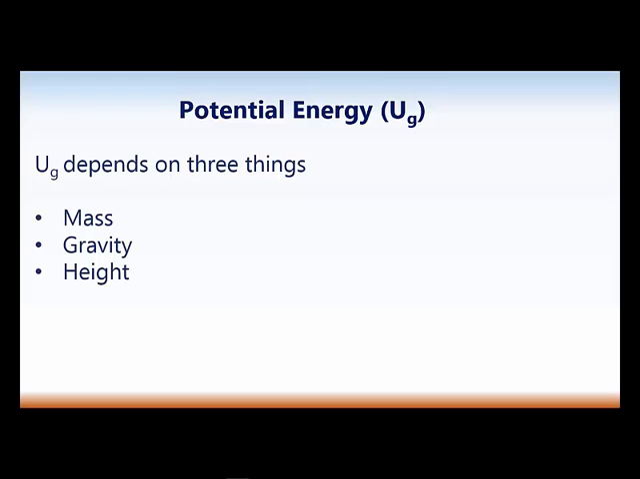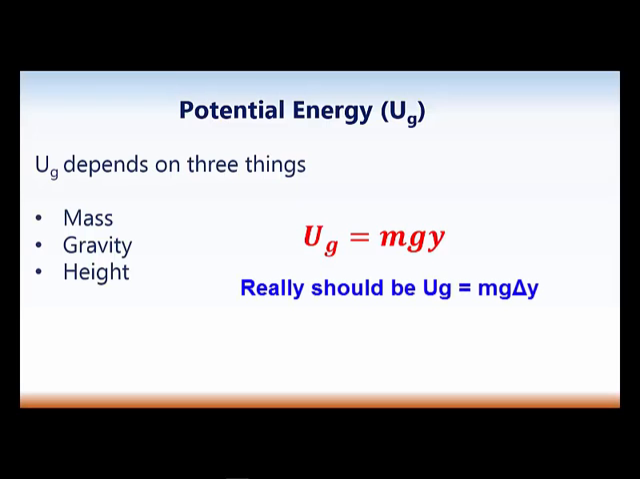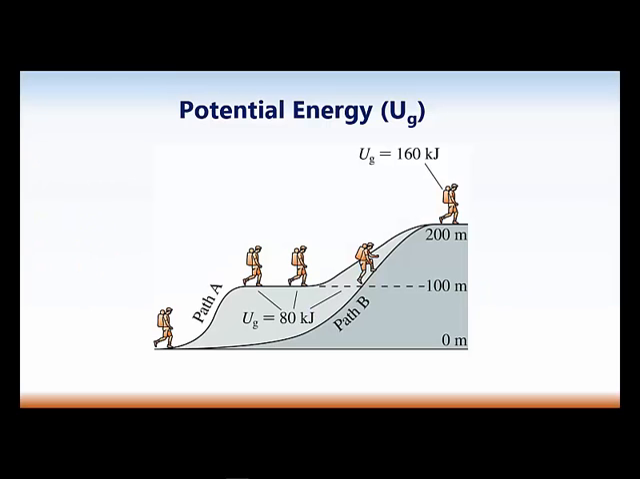These three things come together to give us the equation for gravitational potential energy, and that is U sub g equals mass times gravity times the displacement in the y direction. Gravity is a conservative force, which means that basically whatever you put into it, you can get back out.